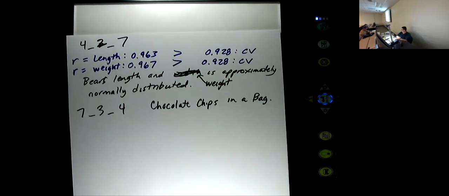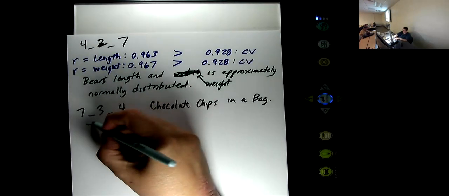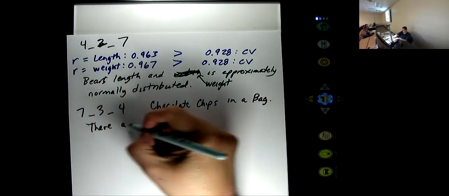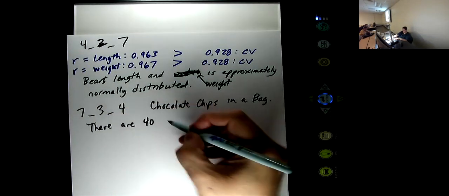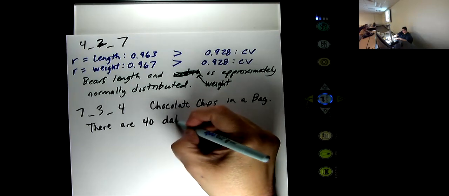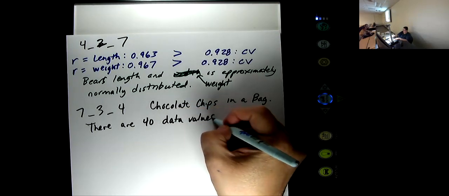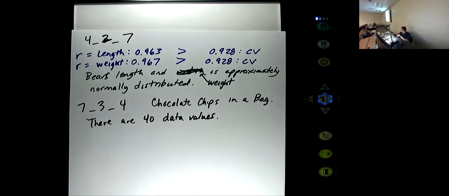I'm not going to write down the data because there are 40 data values. So we're not going to write down the data. But you can access it from that list. We're going to do this check here.